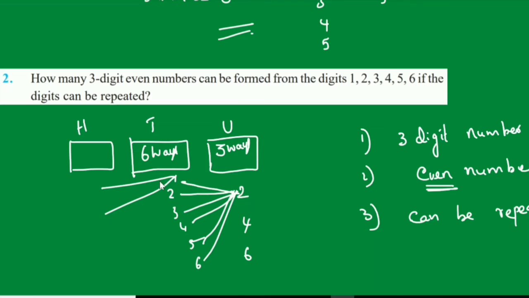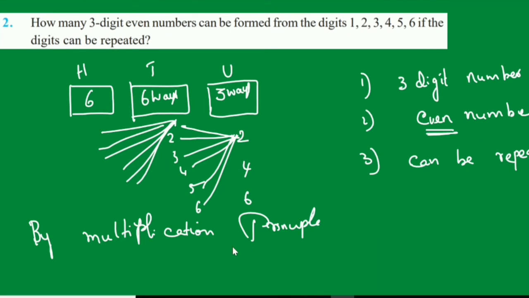Hundreds place can also be filled in 6 ways. Repetition is allowed, so 6 ways. So the total number of ways will be 6 into 6 into 3, which is 108. So we can form 108 even numbers.